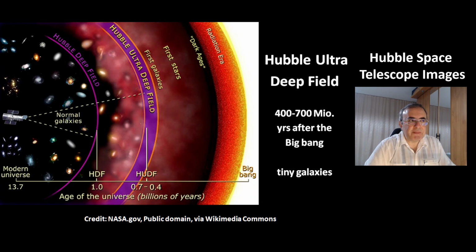This is a diagram of the Hubble Ultra Deep Field. It shows you its capabilities. With the Hubble Deep Field, you can see back into the past to 400 to 700 million years after the Big Bang. And at that time, there were galaxies, but these galaxies were tiny galaxies.